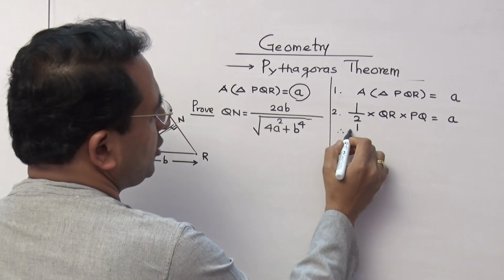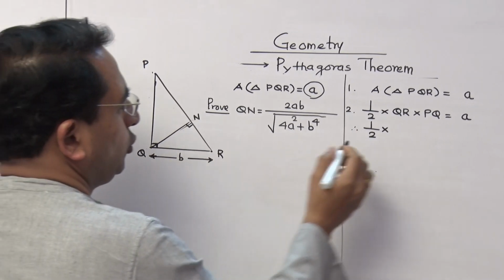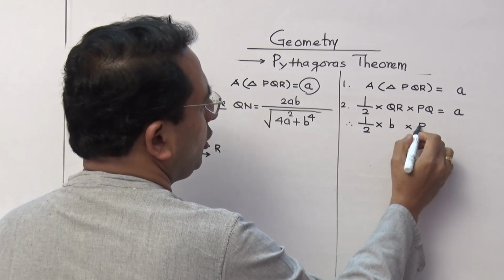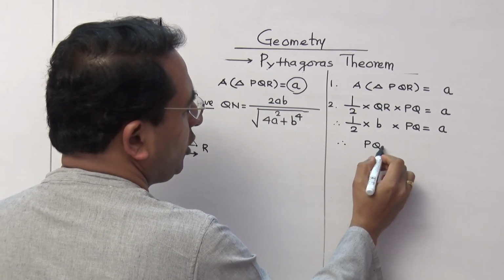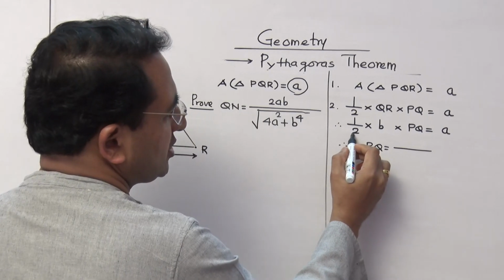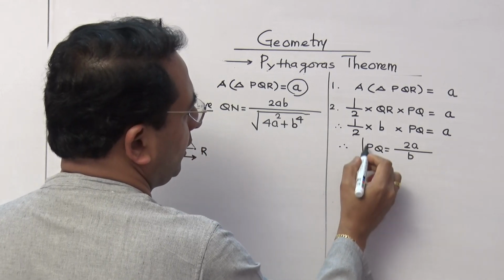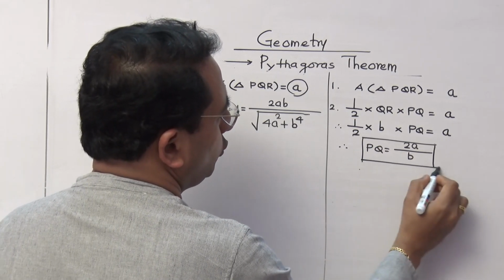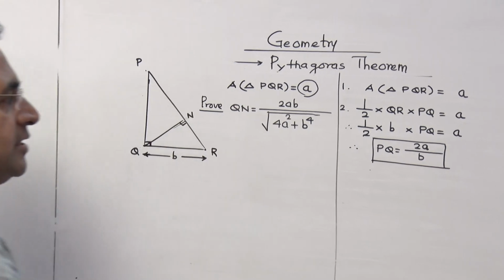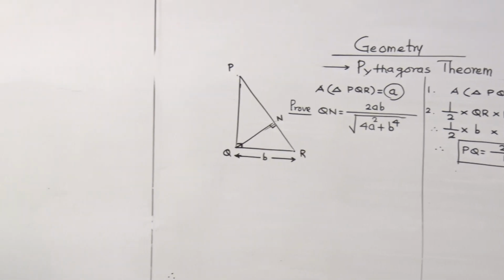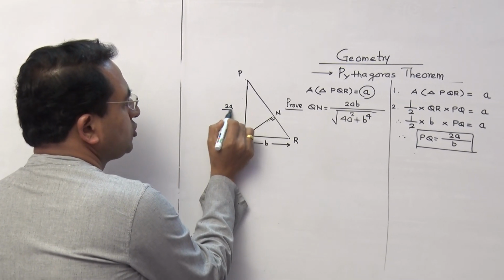In the same statement, I should write 1 upon 2 multiplied by the things which you know, that QR is known to you, that is B, multiplied by PQ, that is equal to A. So therefore, the value of PQ is going to be, now this 2 is transferred here, that becomes 2A, and B will be transferred here in the denominator. So we are getting the value of PQ now as 2A upon B. See, at least this much part you can do, even if you are not going for the end result. We have got the value of PQ, I am writing it here. PQ is 2A upon B.